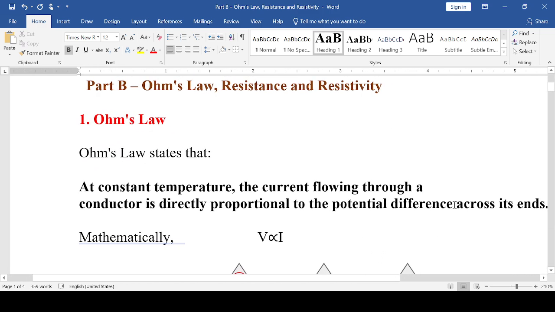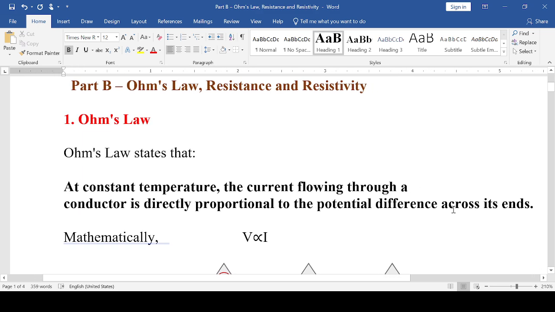Ohm's law is connected with the current flow and the potential difference. As the current flow increases, potential difference also increases. Always remember, at constant temperature, the current flowing through a conductor is directly proportional to the potential difference across its ends.